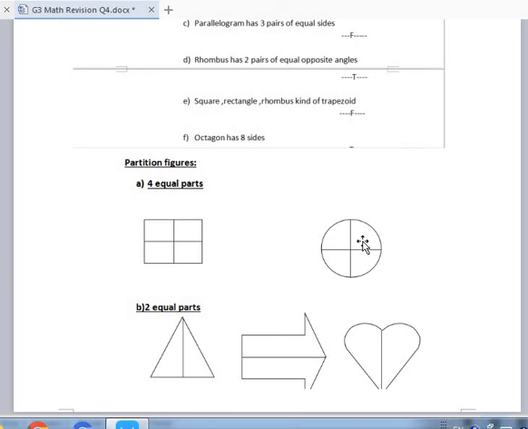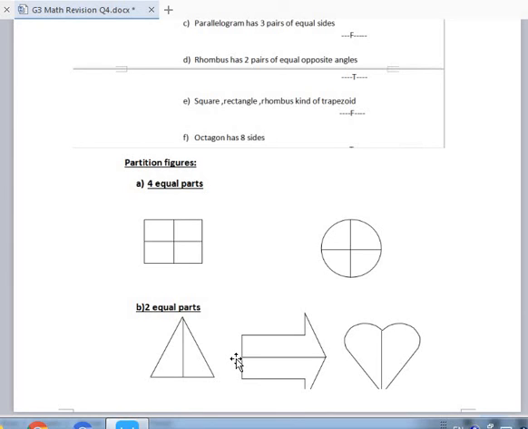Here I draw the plus sign to divide or partition my figure, the circle, into 4 equal parts. 2 equal parts is to draw a line to partition this figure, the triangle, into 2 equal parts. So this part equals this part, and this one also I draw the line.